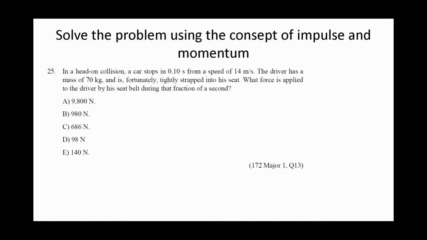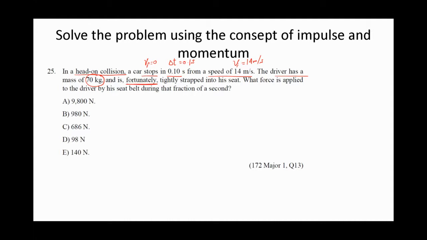Let's solve a problem here. In a head-on collision, a car stops in 0.1 second from a speed of 14 meters per second. That means the initial speed of the car was 14, and then it stops, meaning its final speed becomes zero, and this happens in a time of 0.1 second. The driver has a mass of 70 kilograms, so we know the mass of the driver.